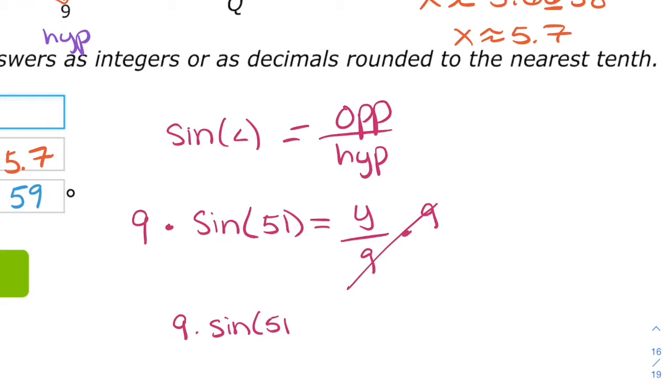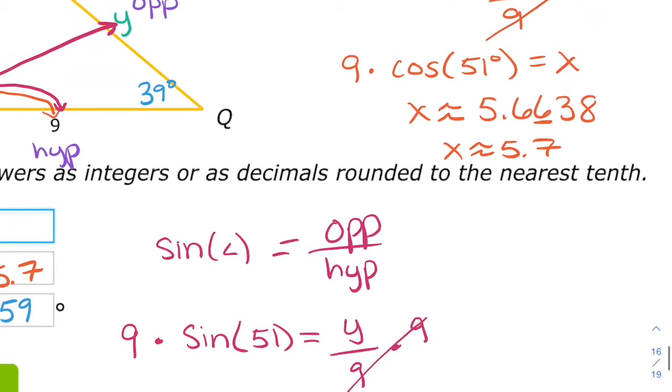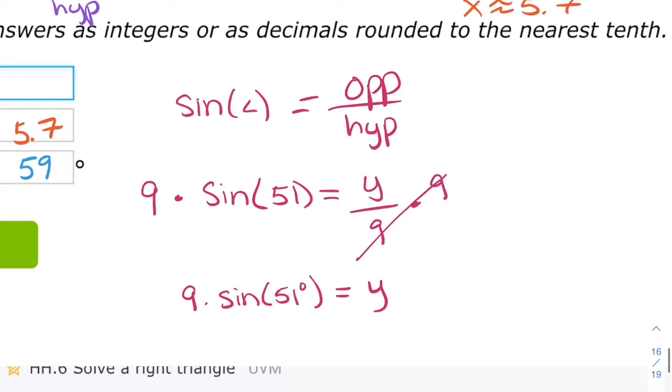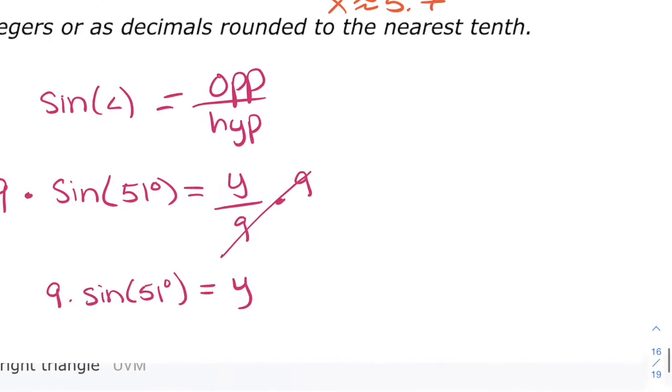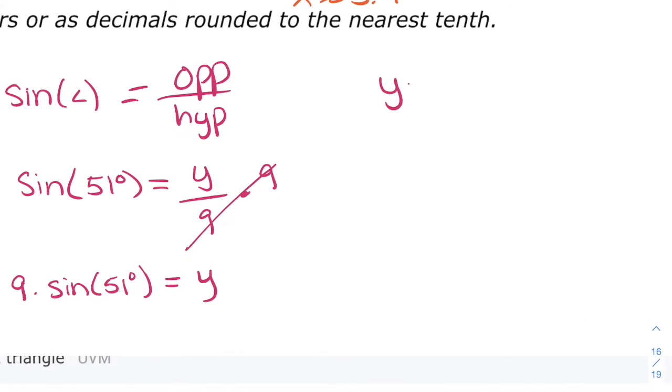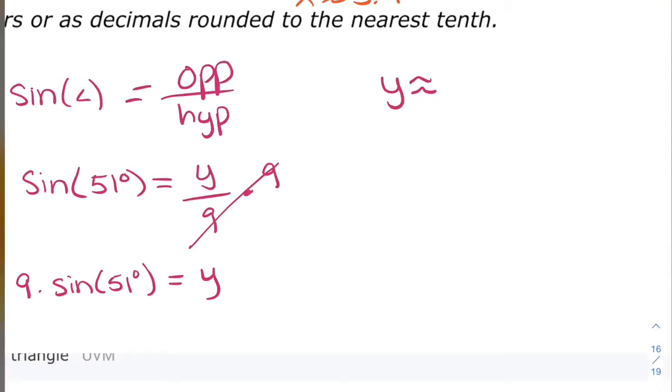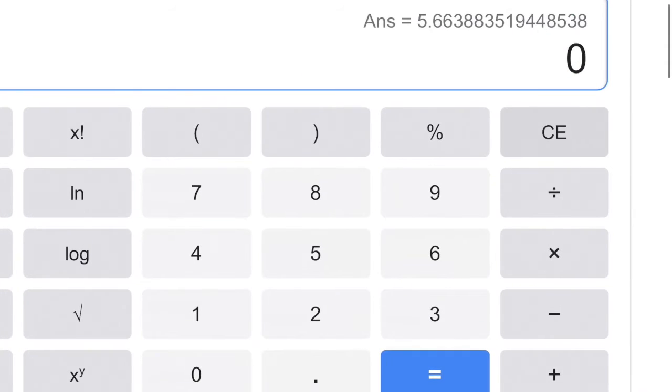And that equals y. So that isolates y by itself. Let me just put a degree measure in there. So now I need to do y approximately equals 9 sine of 51.